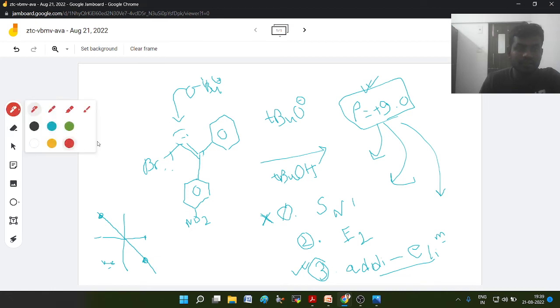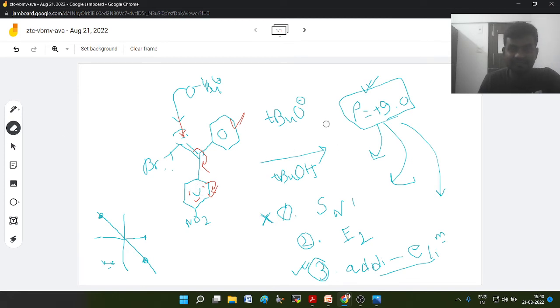Let me take the red color one. When it is attacked at this position, it will go here and then the double bond as usual. So electron density will flow through these two rings, and this time there is no nitro. If we ignore this nitro group, it is a simple benzene group, and it will all come to this benzene ring. Two benzene rings are there. So what will happen? Let me clearly show it. Just a second. Okay, what will happen?